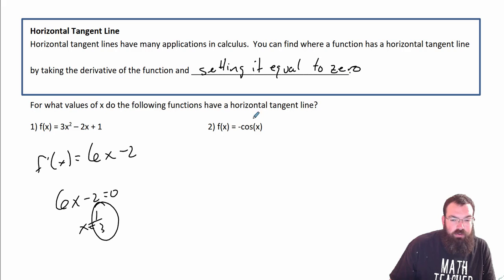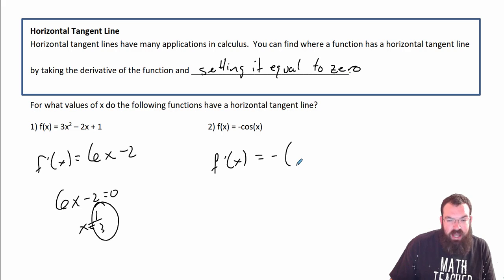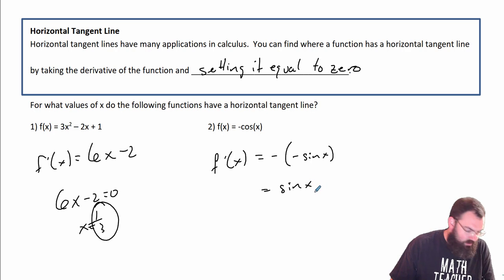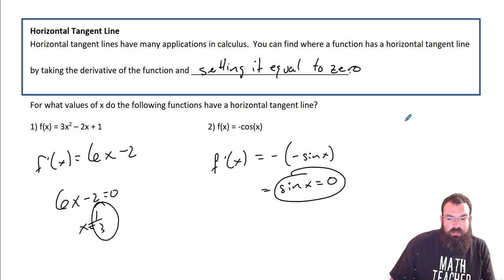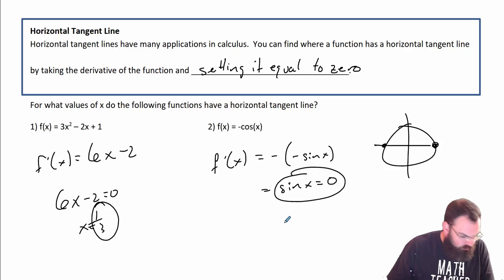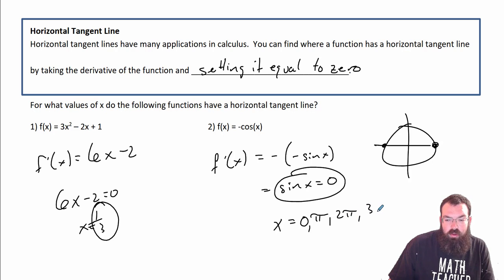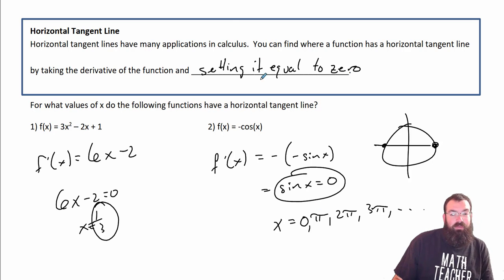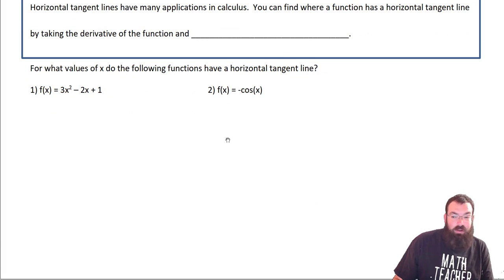F of x is equal to negative cosine. So that means f prime of x is equal to negative times negative sine, which is equal to just positive sine x. When does that equal 0? Well, if we remember from our unit circle, sine of x equals 0 at 0, pi, 2 pi, 3 pi, 4 pi, 5 pi, 6 pi. So I'm going to say x is equal to 0, pi, 2 pi, 3 pi, dot, dot, dot. And that's it. I don't think there's anything more. I'm going to scroll down just in case, but nope, that's it.